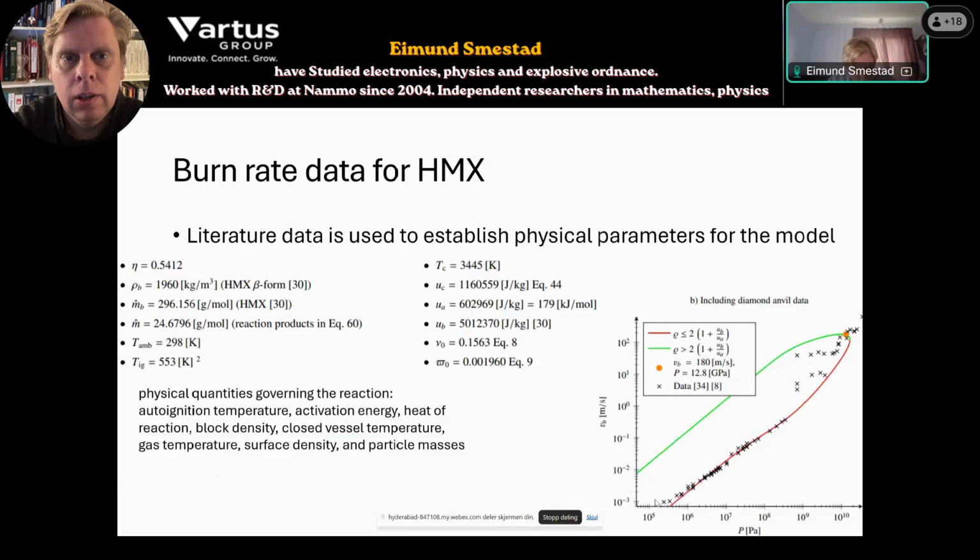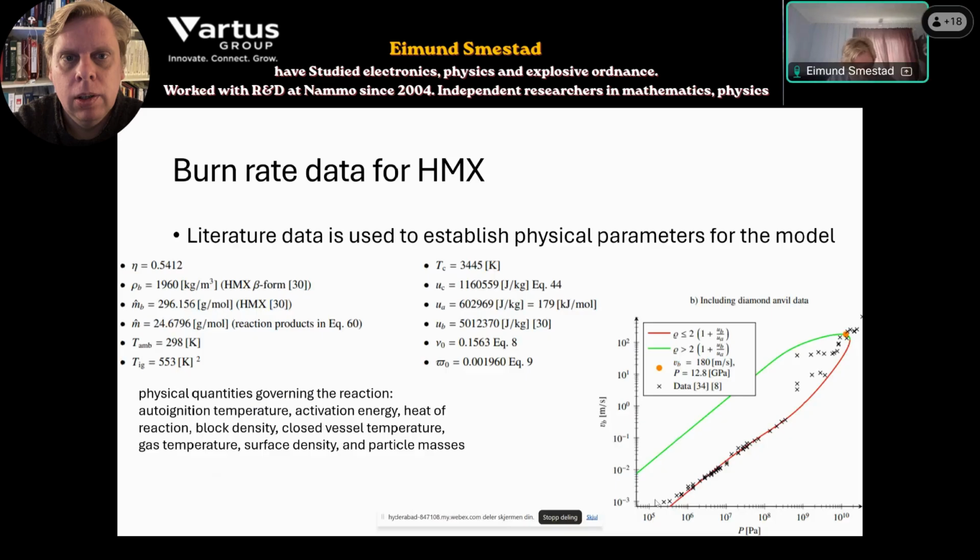These parameters completely define the theoretical model for HMX, and you see the result in the figure to the right. The red and green lines are the theoretical model, where red is for low gas densities and green is for high gas densities that we usually don't see.